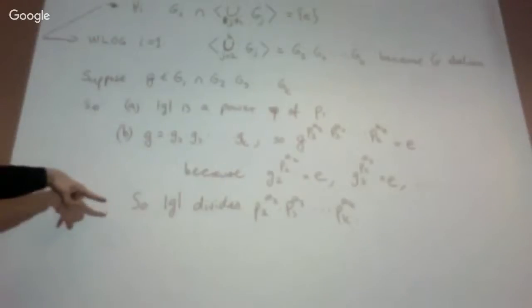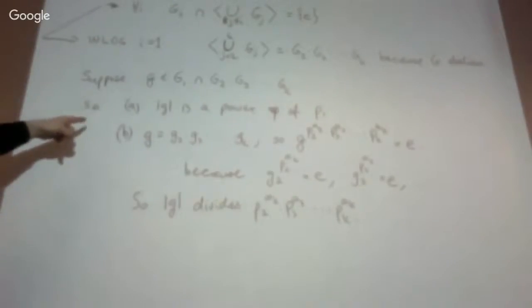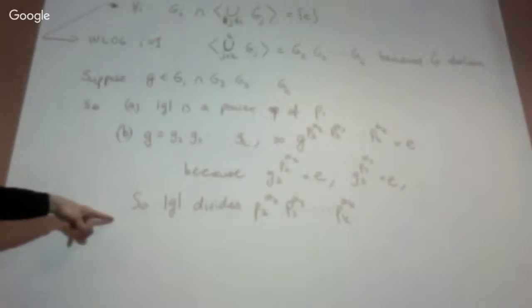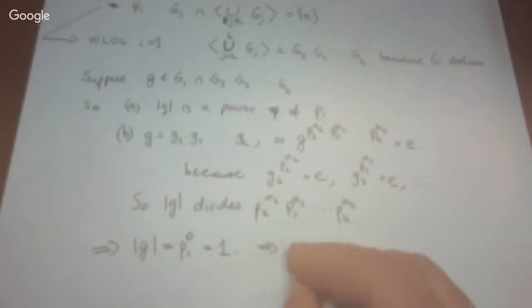And at the same time, the order of g is a power of p1. So the order of g is a divisor of this, and it's a power of another prime. So what kind of power of p1 can divide that product of powers of primes? Zero power, yeah. So that's this. You agree? Yeah.